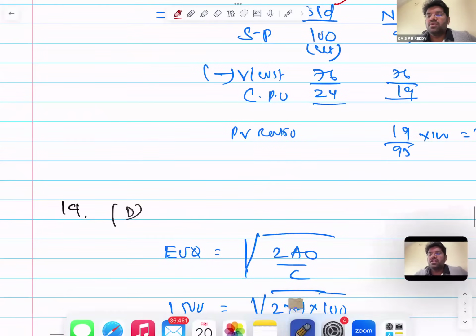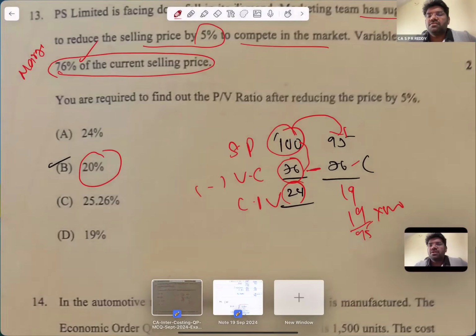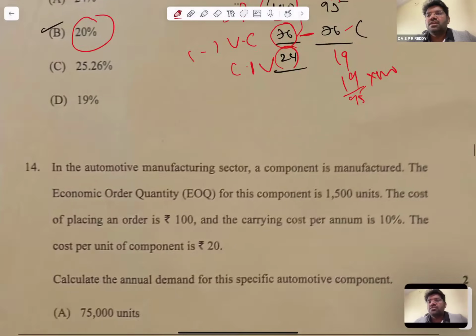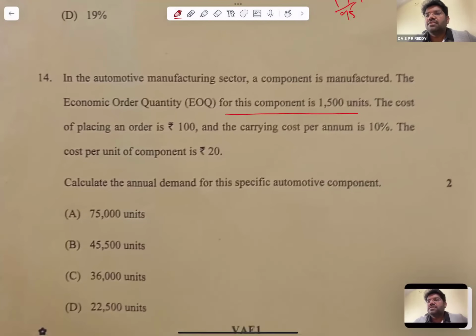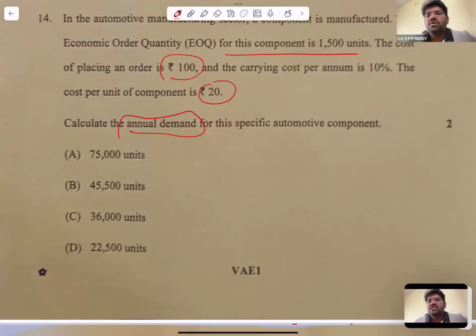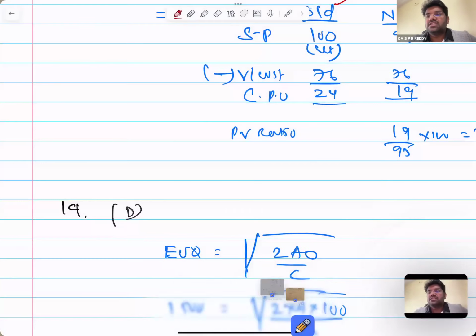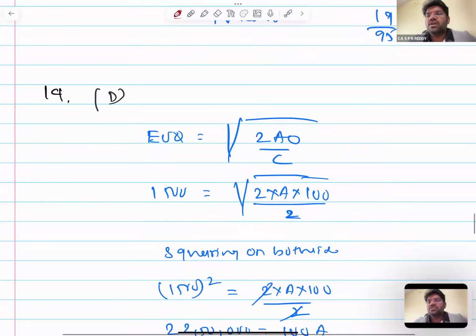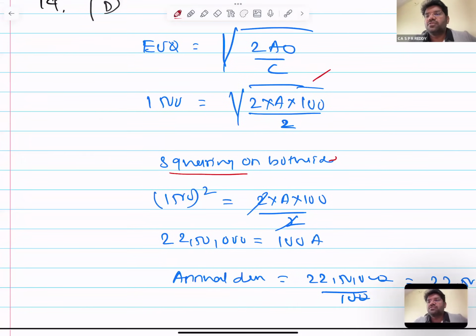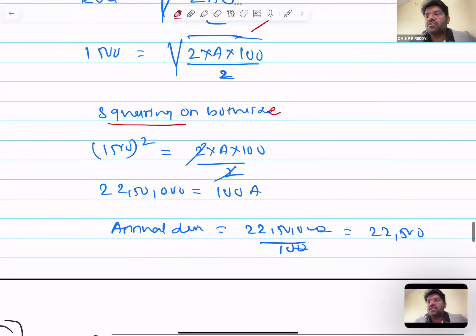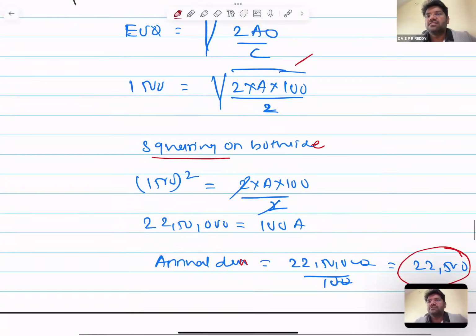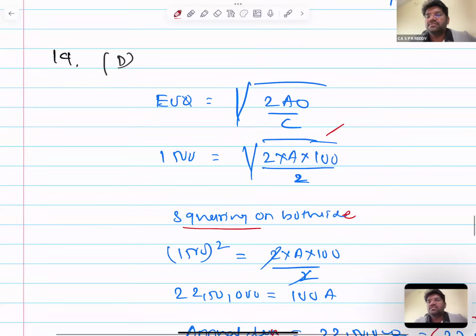Now the 14th one is a very simple one. It is a missing figure question relating to EOQ. They have given EOQ and the ordering cost per order. Carrying cost you can calculate, 2 rupees. Annual demand they have asked. If you substitute in the EOQ formula, you'll get that. It's a very simple one. Substitute in this and remove the square by squaring on both sides. So I got annual demand of raw material as 22,500. So the right option is D.